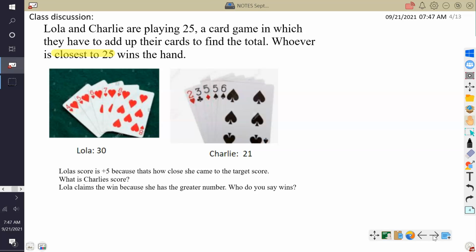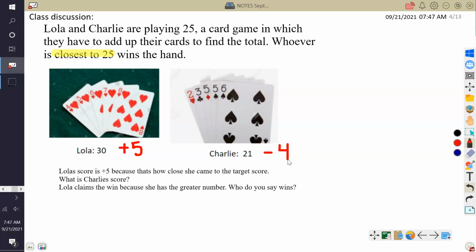So we have Lola here. We add that up. What's her score? Now she's comparing it to 25, so she is over 25, so definitely a positive. That means over and above, and positive 5. So she scores a positive 5. She's over by 5 points. Charlie, what's his score? Yes, negative 4. He is under 25. So he's lower than 25. It's a negative number. And he is under 25 by 4 points.